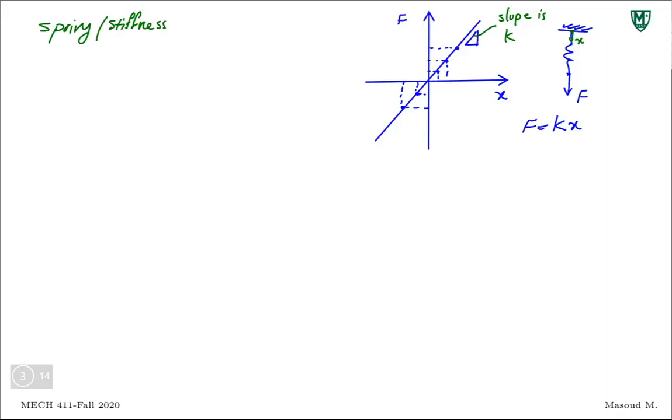So you can plot this F over X, and once you plot this F over X, you can find the slope of that line, which would be this K value for a spring. So it's a little bit of system identification. All these processes, we can put them all under system identification.